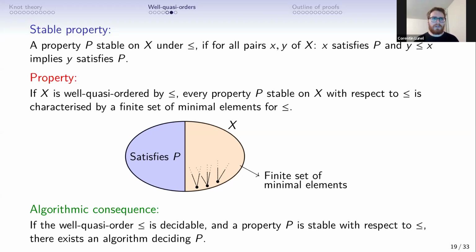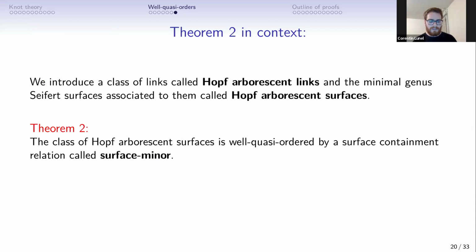Well-quasi-orders also have a consequence for people that are interested in order theory. I know you can derive some things from well-quasi-orders, but I'm not an expert here. I'm more interested in the algorithmic consequences. And so now that we have the well-quasi-order defined, we can come back to theorem 2.